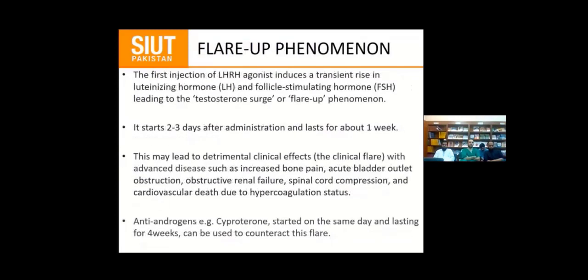Sir, I had a query. We have seen that the flare-up phenomenon starts 2 to 3 days after administration and lasts for about 1 week. Then why are anti-androgens given for 4 weeks? Because it starts 2 weeks earlier and lasts 2 weeks later. So it is basically for 4 weeks because some of the receptors are occupied by the hormones. It is just because you need a little bit of time for the conformational change on the receptor side.